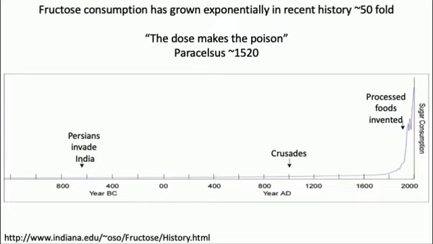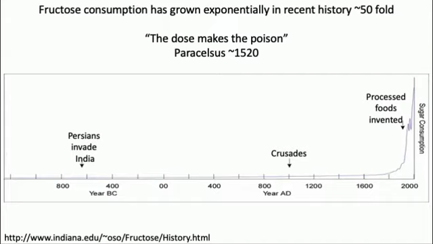How did we get here? For the past 10,000 years, our diets have been very stable. Most of our calories have been taken in the form of carbohydrates, and specifically in the form of starch, potatoes, rice, wheat, corn.